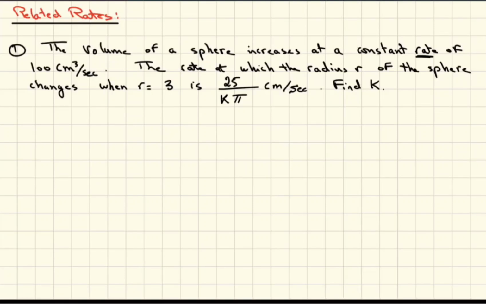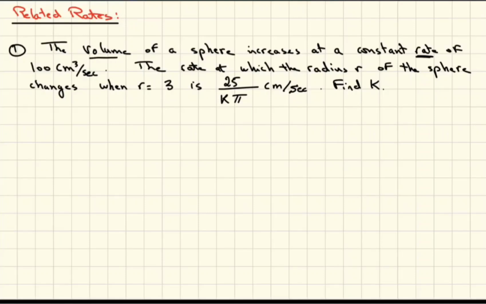In this video, we're going to talk about related rates. The volume of a sphere increases at a constant rate of 100 centimeters cubed per second. The rate at which the radius r of the sphere changes when r equals 3 is going to be 25 over k pi. We need to find k. So I'll start reading the question.